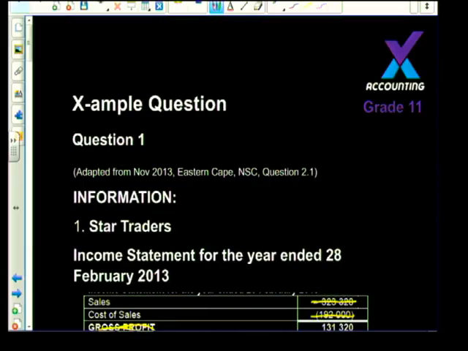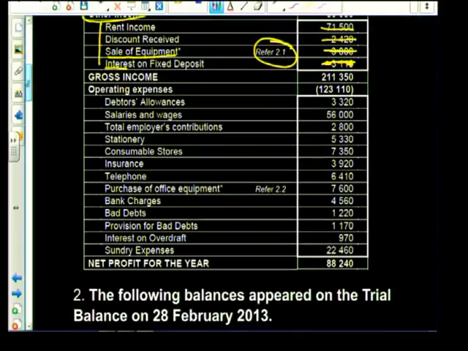Let's now look and see if we can figure out what she's done wrong with the expenses section. The expenses section starts off with debtors allowances. Now, I'm sure you remember that the very first thing you do in any income statement is you subtract debtors allowances from sales.